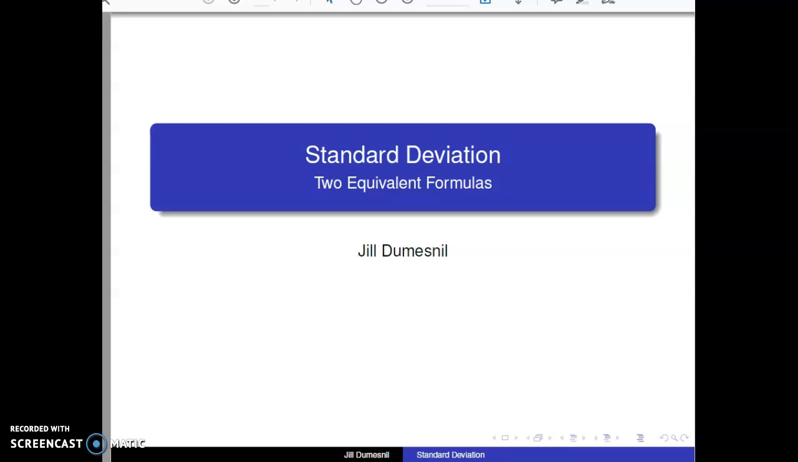Many people have seen two very different formulas for calculating the standard deviation of a set of observations and wondered which one is correct. In this video, we will perform the calculations to show that the two formulas are actually equivalent.